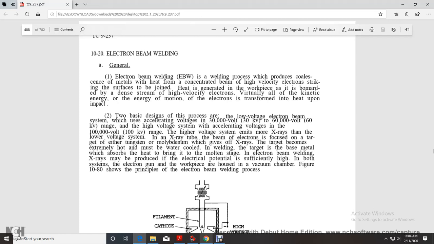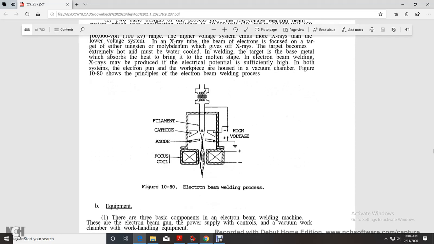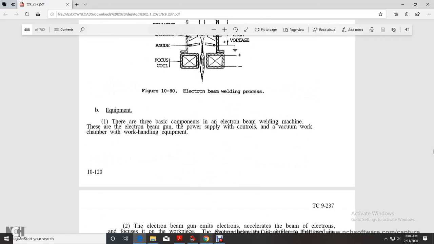The electron gun and workpiece are housed in a vacuum chamber. Figure 1080 shows the principal electron beam welding process, with the transformer coil, high voltage filament, cathode, anode, and focus coil.